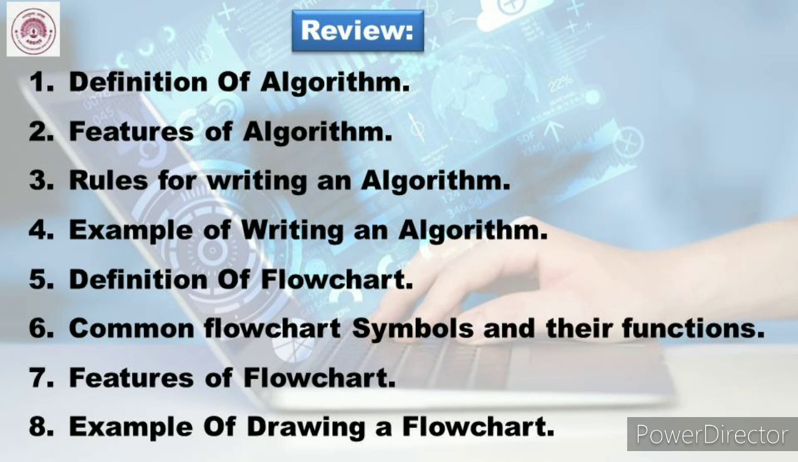Let us take a review as to what we've learnt in this chapter. We learnt about the definition of algorithm, features of algorithm, rules for writing an algorithm, an example of writing an algorithm, definition of flowchart, common flowchart symbols and their functions, features of flowchart, and an example of drawing a flowchart. With the same example for algorithm, we used to draw a flowchart.